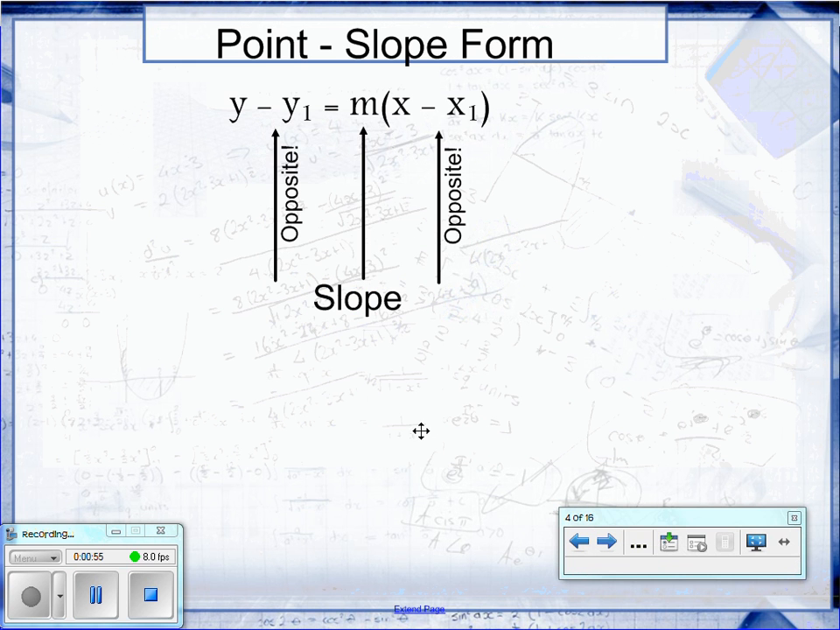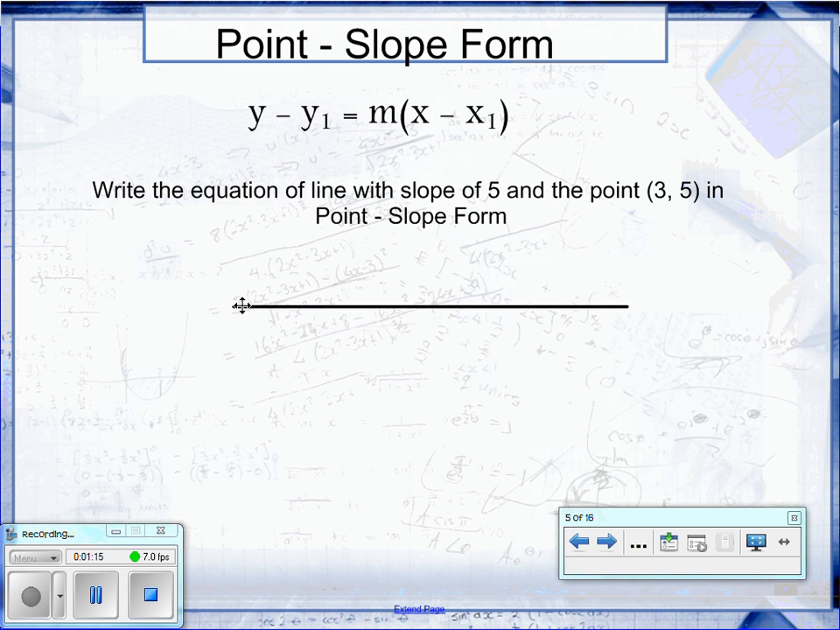All right, the next thing I want to review with you is point-slope form. y minus y sub 1 is equal to m times x minus x sub 1. Remember that this value and this value are always the opposite of what is given. And then, of course, this is the slope. The m stands for slope.